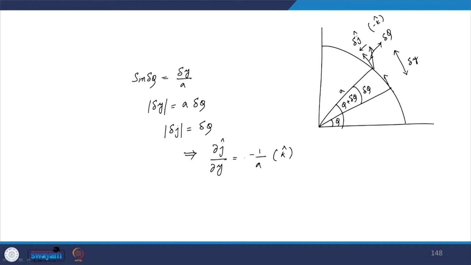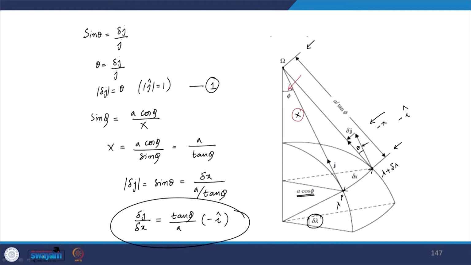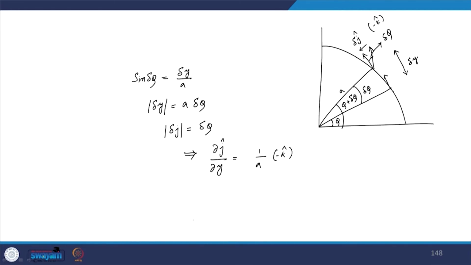Yeah. So it is better that I put this minus inside this bracket just to denote that this minus is referring to the direction of delta j, right. So this is minus 1 by a k cap. So what have we got? We have dou j cap by dou x equals tan phi by a minus i cap, and dou j by dou y equals 1 by a minus k cap, right.